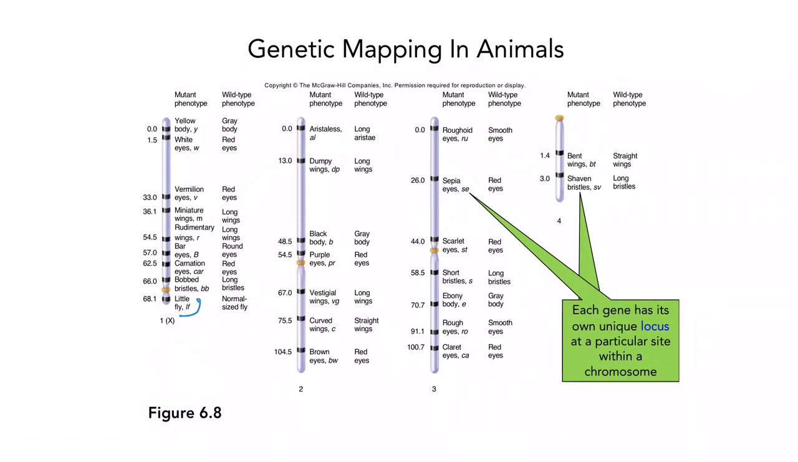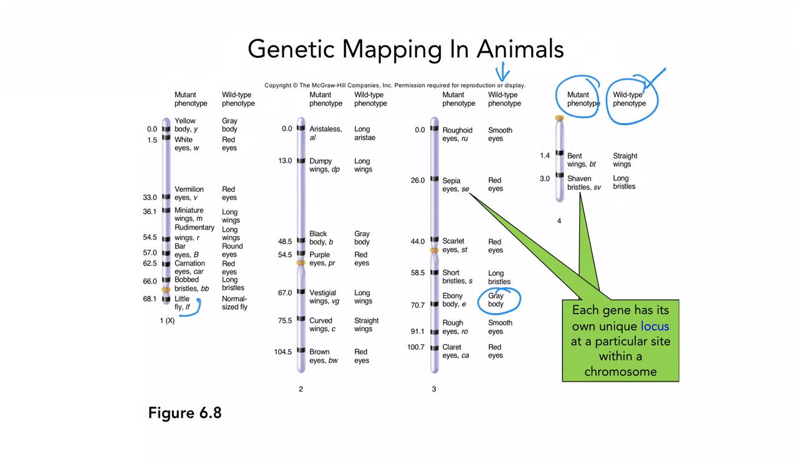size of the animal. Here we've got a gray body, with the ebony gene that controls the color of the body. Sorry, I should point out that here this is listed. You'll see the wild type phenotype and the mutant phenotype. In the flies, the mutant phenotype is used to actually name the genes, while the wild type phenotype is what's most prevalent in the populations. So what you'll notice here is that each gene has its own unique locus at a particular site within a chromosome. And that's standard for all maps that are found in animals or other organisms.